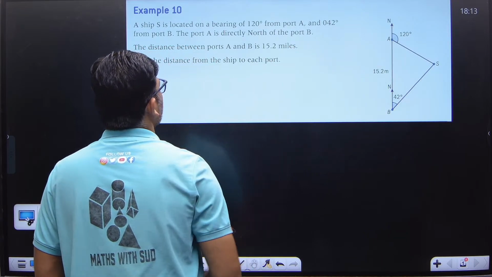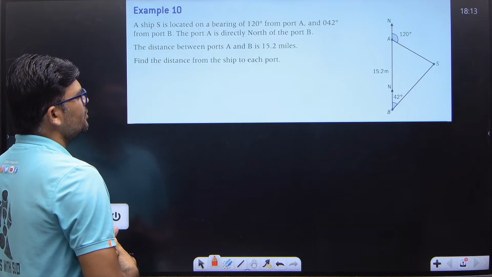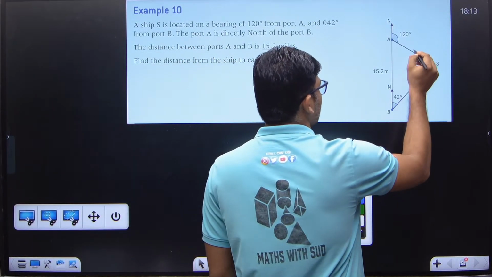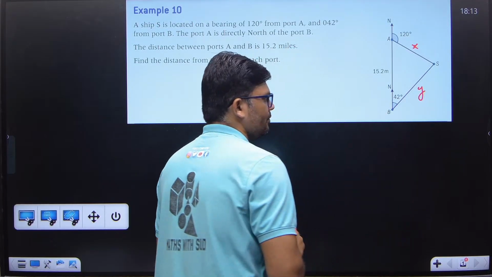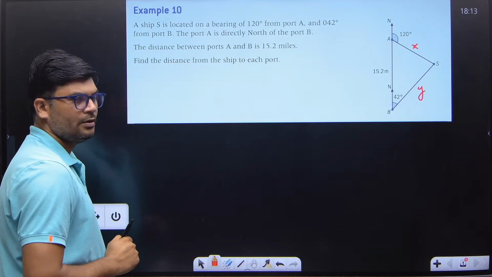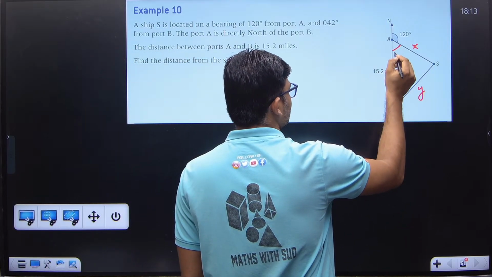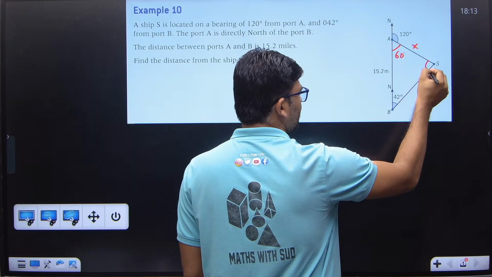The distance between the ports A and B is 15.2 miles. Find the distance from the ship to each port. That means they have asked us to find this value. Let us say this is X and let us say this is Y. Now tell me, if this angle is 120 degrees, what could be this angle? 60 degrees. And what will be this angle?